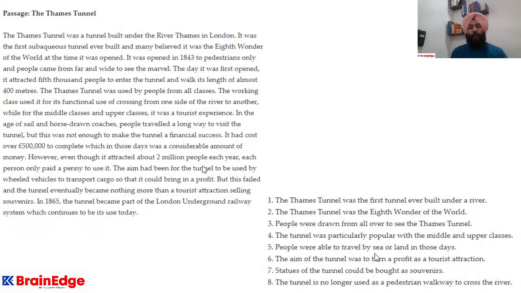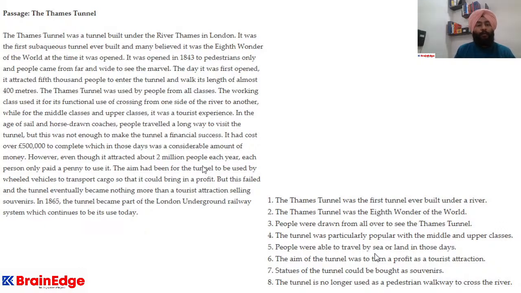Okay, people were drawn from all over the world to see the Thames Tunnel. It was opened in 1843 to pedestrians only, and people came from far and wide, all over. So the answer is far and wide, all over. Totally true. This is true. The tunnel was particularly popular with the middle and upper class. Okay, let's see.